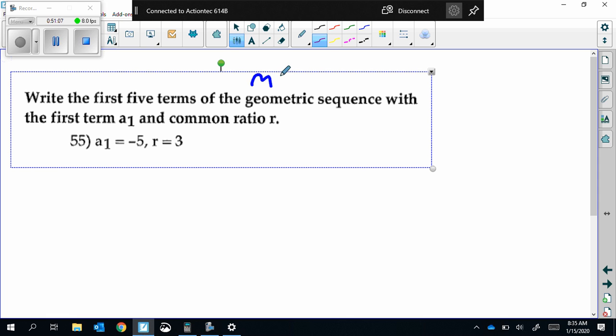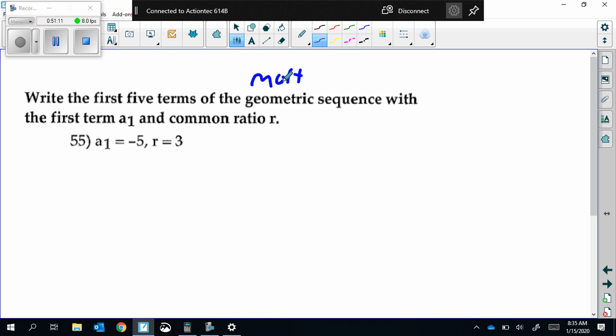Geometric, that means multiplication. It's a multiplying pattern. Arithmetic means add, geometric means multiply. So that means each time we're multiplying by 3. So these numbers get large quickly.